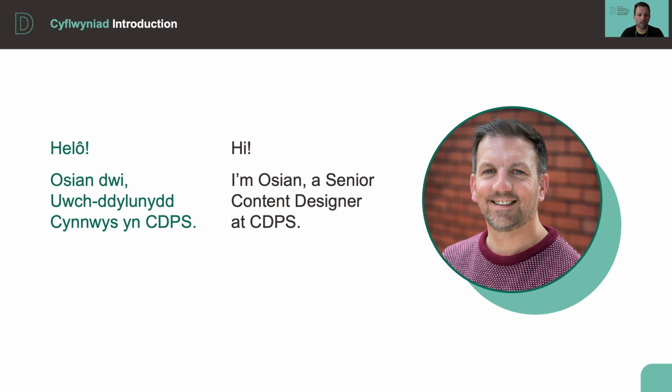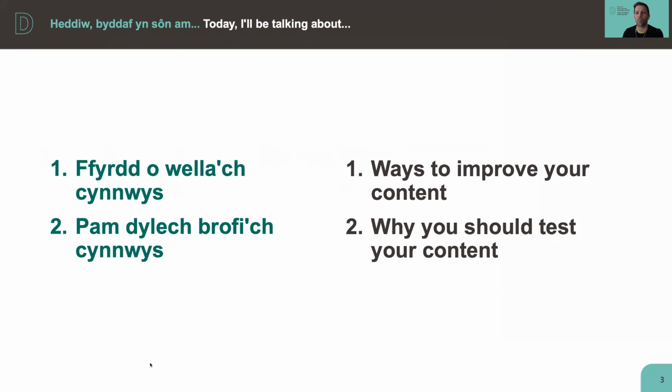Now, what we're going to talk about essentially is ways to improve your content. So why writing for your users in a way that they understand will improve your service, and how content design is about more than what we say, but how we say it. And we'll also be talking about why you should test your content. So how designing content is different from merely writing content or copywriting, as we may commonly refer to it.